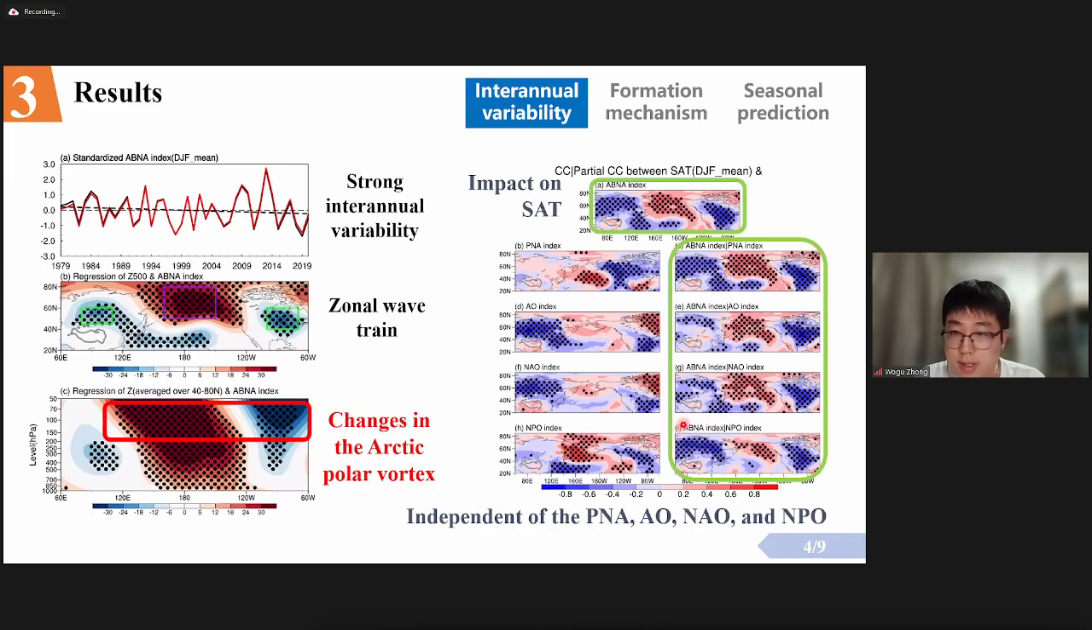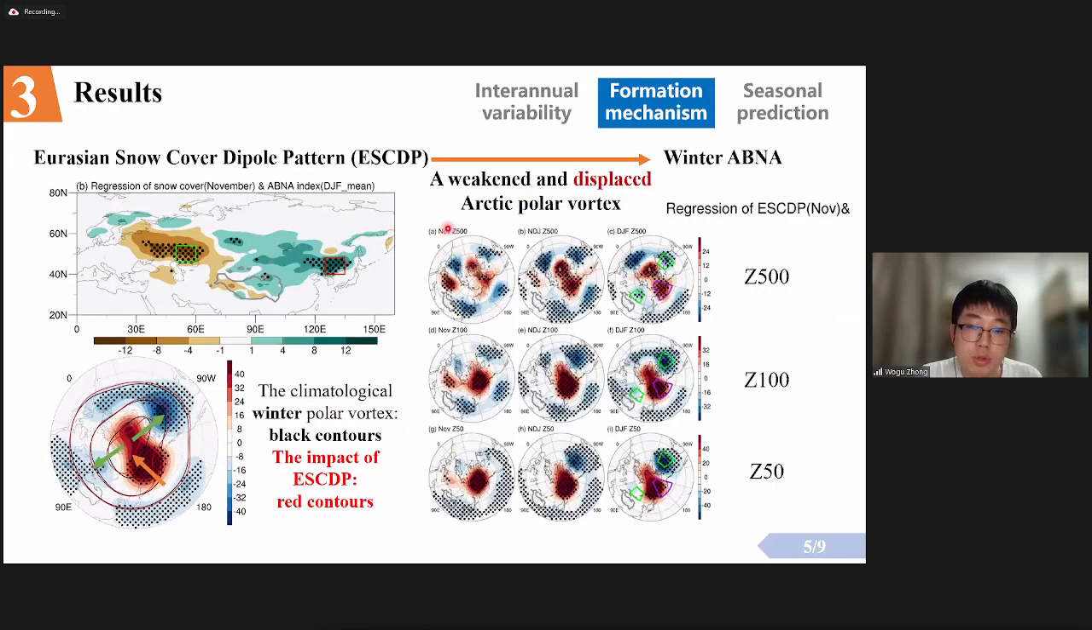That means if we controlled the impacts of these important teleconnections, the ABNA is still significantly correlated with surface air temperature anomalies in the mid-latitudes. These results suggest that the ABNA pattern is crucial for our understanding of winter temperature variability. Now we wonder about the origins and the physical mechanisms of the winter ABNA.